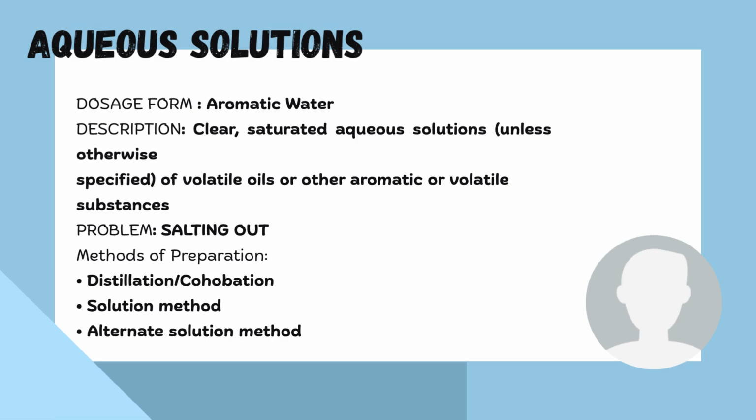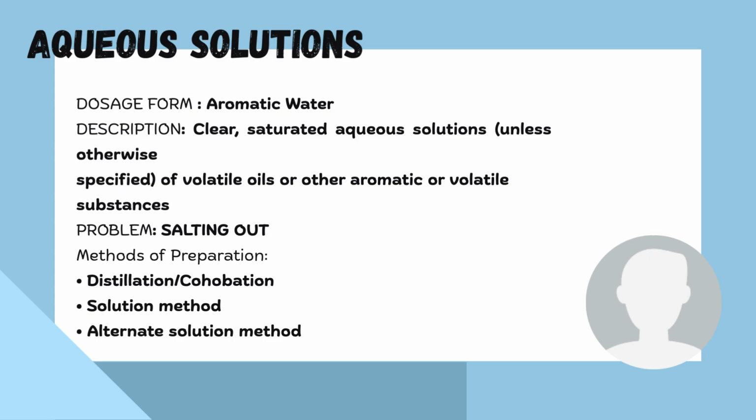Okay, one common problem in aromatic waters is salting out. This happens when salts like sodium chloride or potassium chloride are added into the solution, which causes the volatile oil to separate from the water, making the liquid cloudy or turbid. In simple terms, when salt is added, the oil gets pushed out of the water. So aromatic waters should not be mixed with salty solutions.